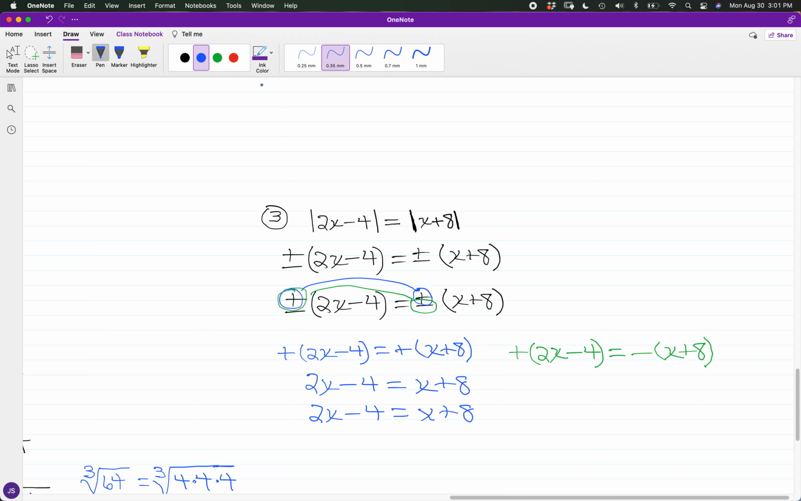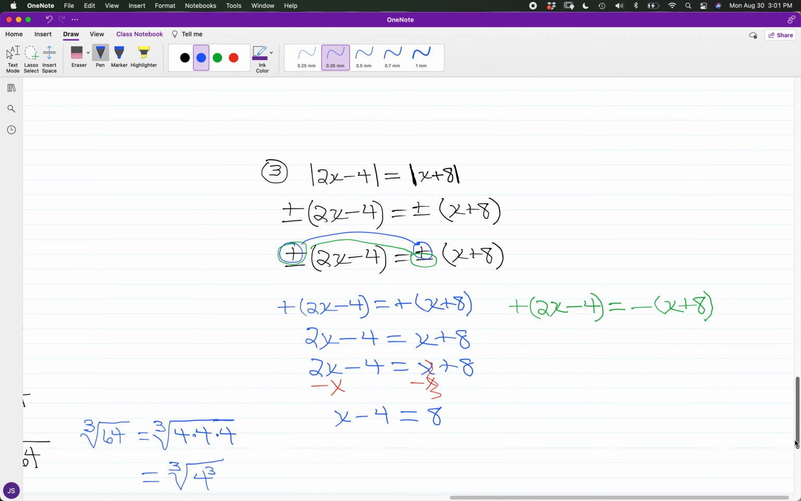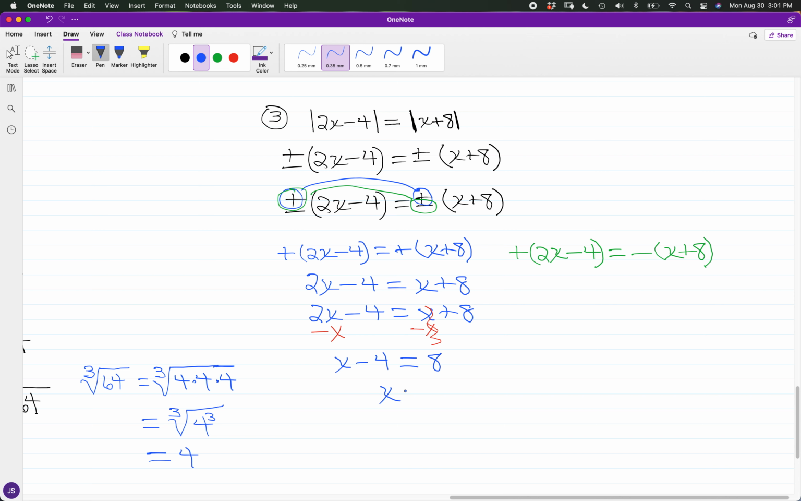And solving for x, if I gather together the x terms, I can take out the smaller one, which would be x, and 2x minus x becomes x, and I have x minus 4 is equal to 8, and if x minus 4 is equal to 8, we're going to have x is equal to 12. And you can do a quick check. 2 times 12 is 24. 24 minus 4 is going to be 20. Absolute value of 20 is 20. To the right, 12 plus 8 is 20, and its absolute value is 20, so both sides are at 20.